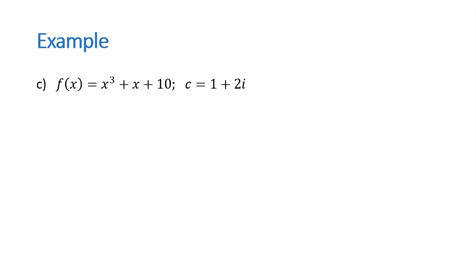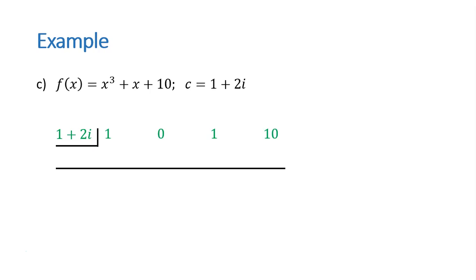So notice for our dividend, it looks like we're missing a term. We're missing the x squared term. So we're going to have to put in a 0 placeholder when we set up our synthetic division. So 1 plus 2i is going to go in the box. And then our coefficients, including that 0 placeholder, are going to go out to the right. Just like with the irrational number, make sure you leave yourself a bunch of space with this. This is going to take up a little more space than normal synthetic division. Procedure's the same, so bring down your 1.